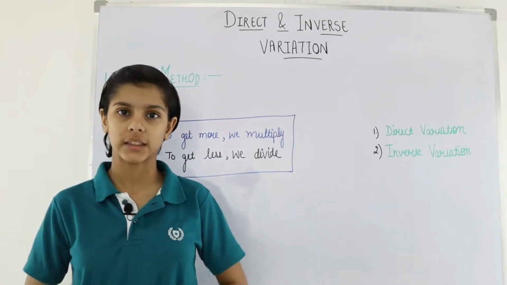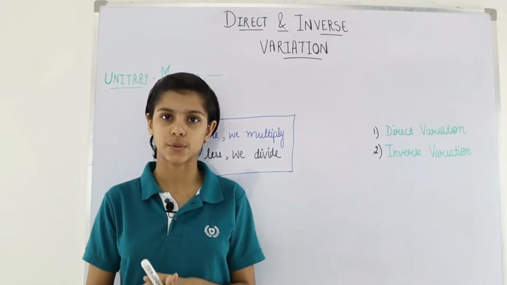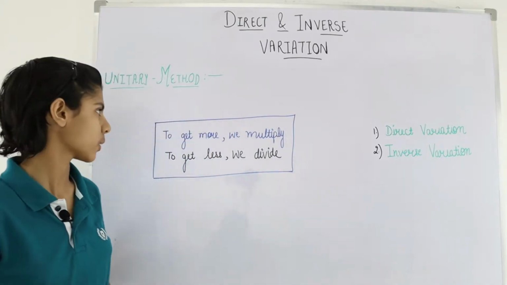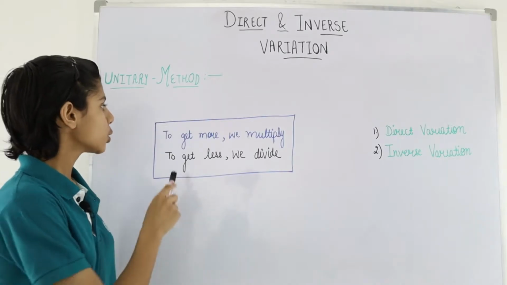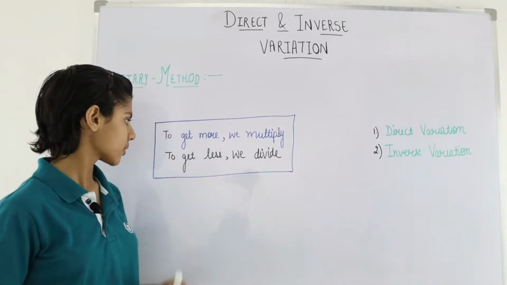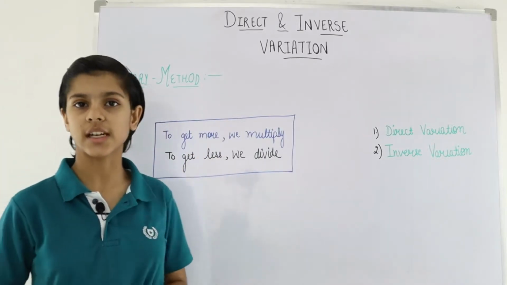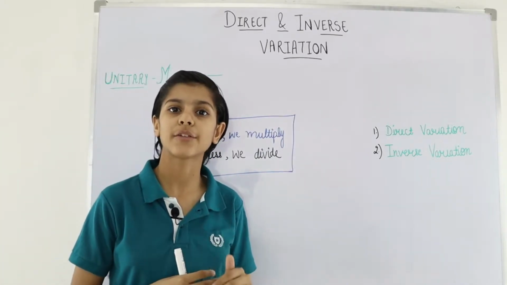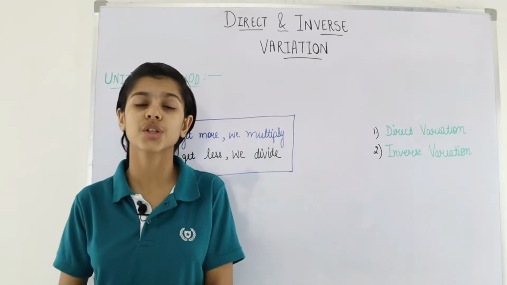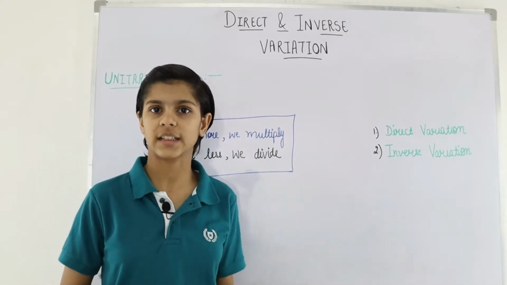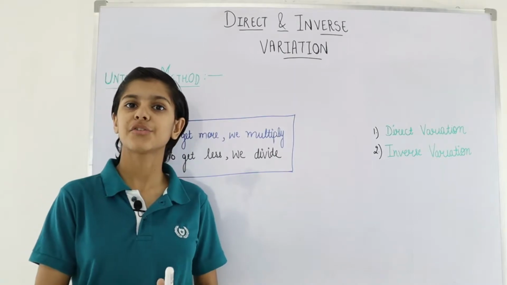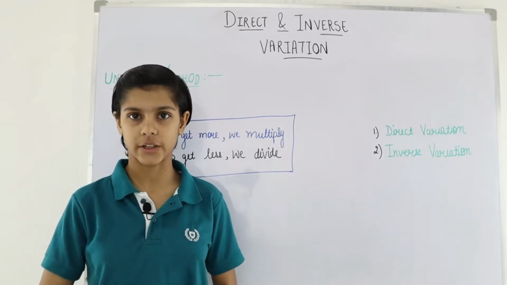So unitary method comes across two types of rules. There are two rules in unitary method, that is to get more we multiply, to get less we divide. It is clear from these two statements that if we have to get more result or the question is asking us more quantity, then we will multiply, and if it is asking less then we will divide.